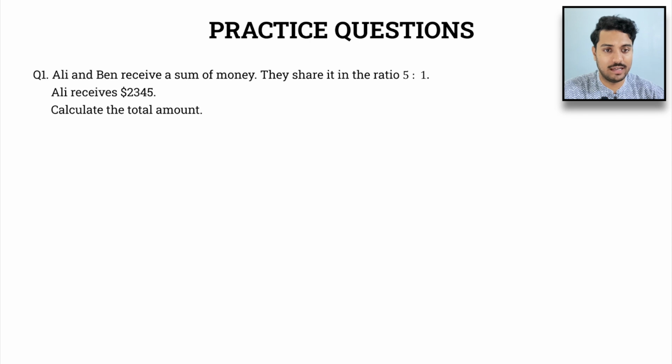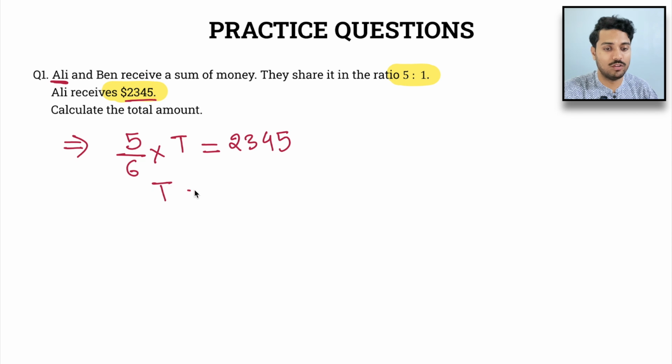Question number 1, it says Ali and Ben receive a sum of money. They share it in the ratio 5:1. Ali receives $2345. Calculate the total amount. So first of all, let's check. What is Ali's ratio? Ali's portion or part is 5 out of 6 multiplied by the total amount, and he receives $2345.